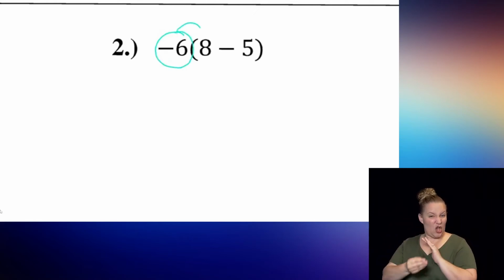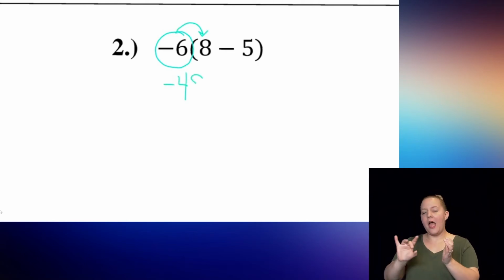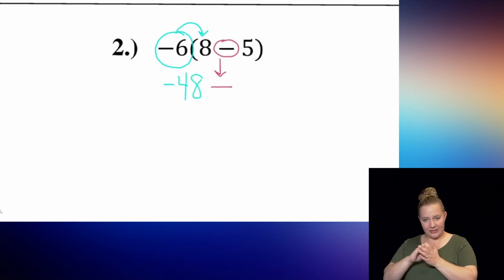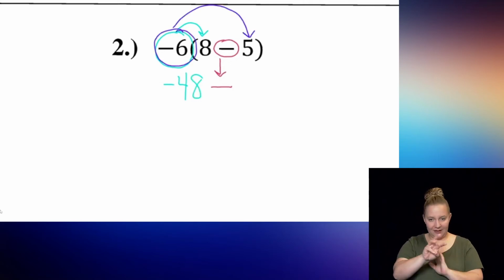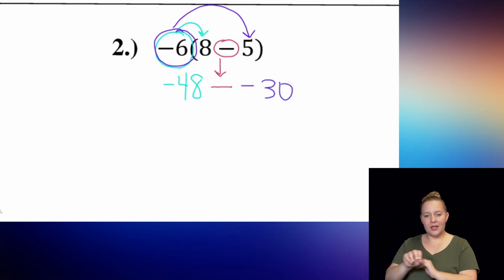Now, for number 2, I'm going to take negative 6 times 8. Negative 6 times 8 gives us negative 48. Now, take a look right here at the subtraction symbol I'm going to bring down. Then I'm going to take negative 6 times 5. Negative 6 times 5 gives us negative 30.